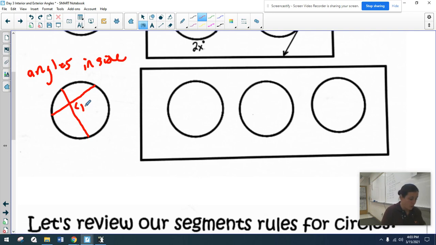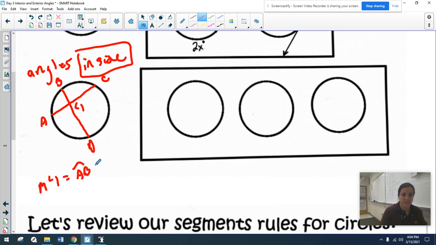If you're looking for angle 1 right here, we can label them A, B, C, and D. I labeled it differently when I did it yesterday, so I'm making it match so it'll match when I do the notes the next time. When you're looking for the angles on the inside, to get the measure of angle 1 you add up arc AB and arc CD, and you divide them by 2. That's how that one is going to look.